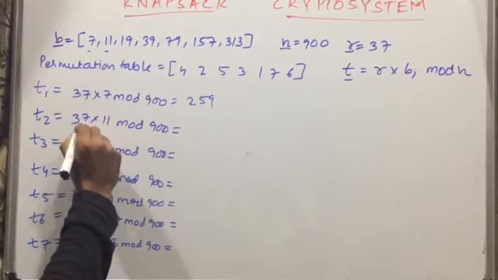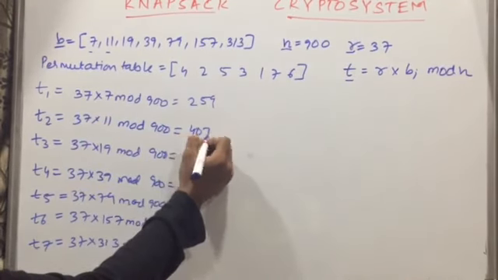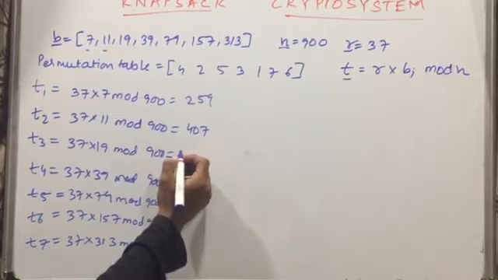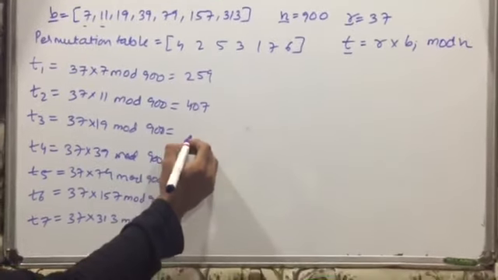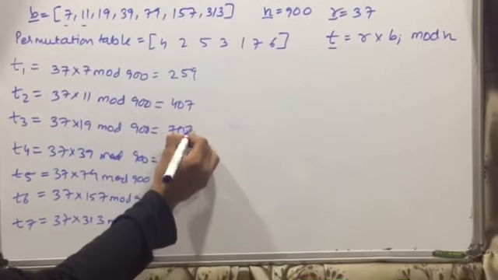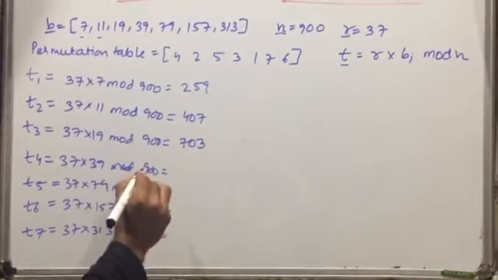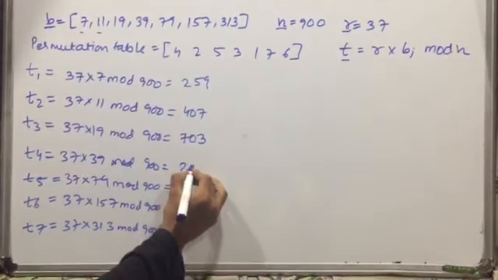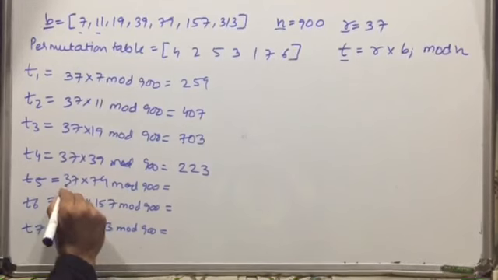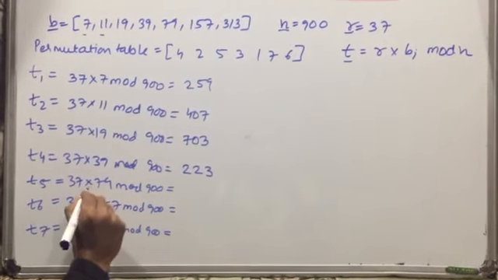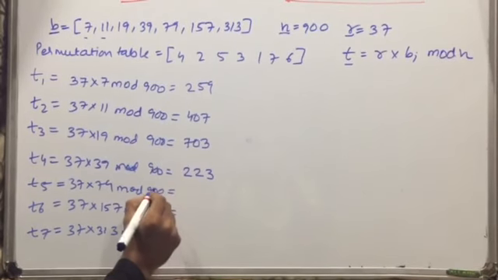For the second one, 37 into 11 mod 900 is 407. For 37 into 19 mod 900 it is 703. 37 into 39 mod 900 is 223. 37 into 79 mod 900 is 223.